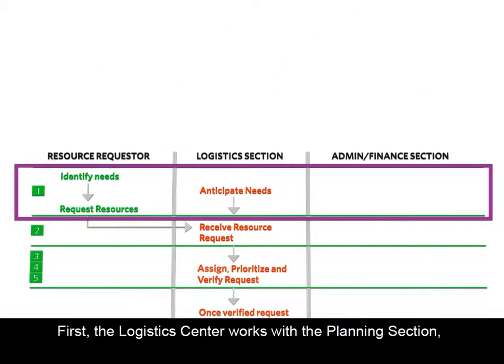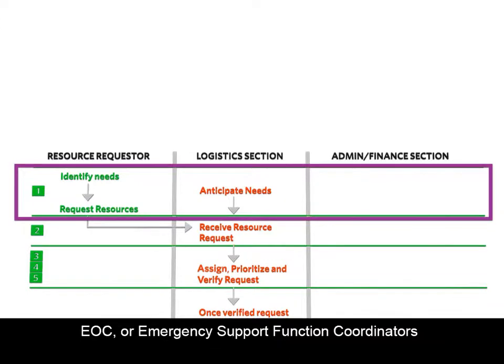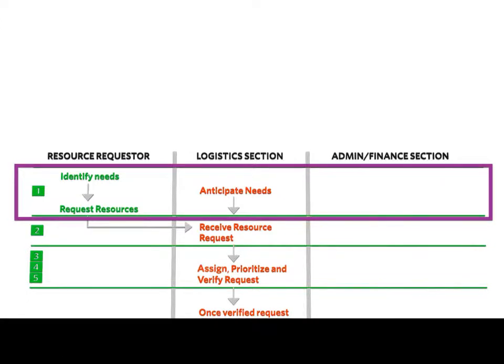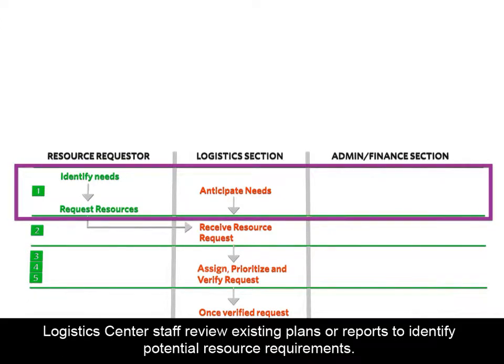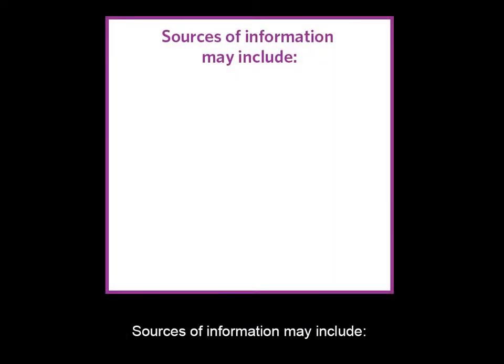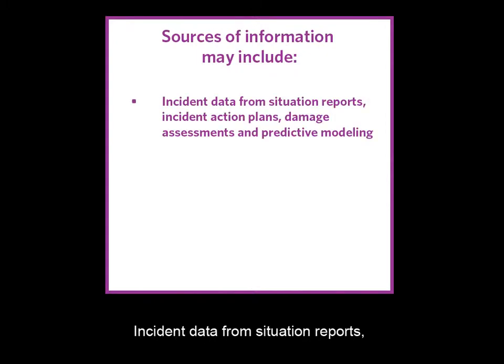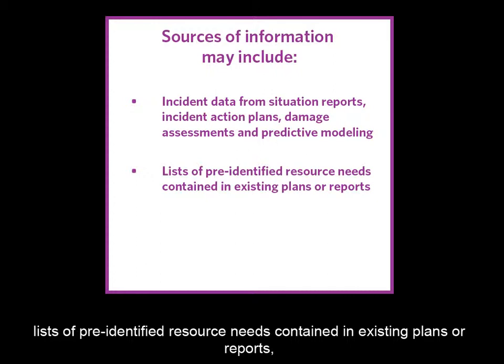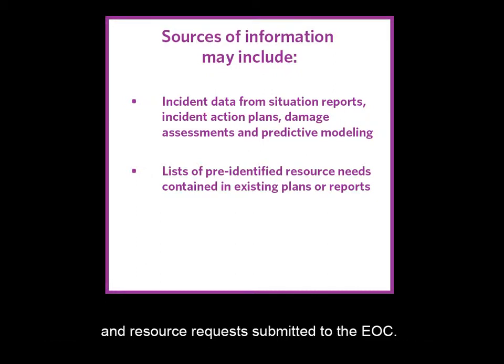First, the Logistics Center works with the Planning Section, EOC or Emergency Support Function coordinators, and others to anticipate the quantity and type of resources that could be required to support response and recovery operations. Logistics Center staff review existing plans or reports to identify potential resource requirements. Sources of information may include incident data from situation reports, incident action plans, damage assessments, and predictive modeling, lists of pre-identified resource needs contained in existing plans or reports, and resource requests submitted to the EOC.